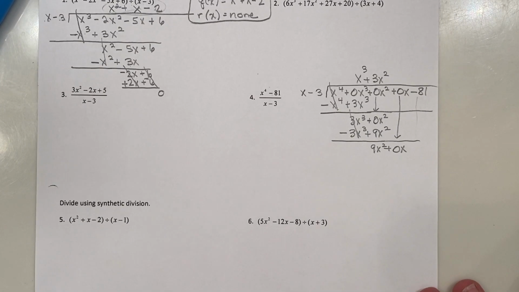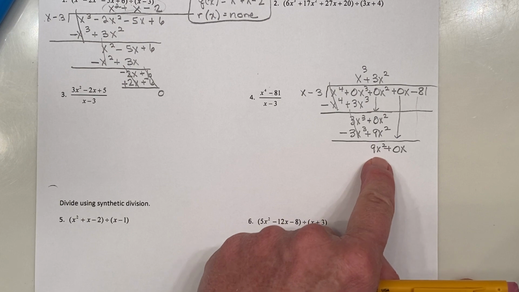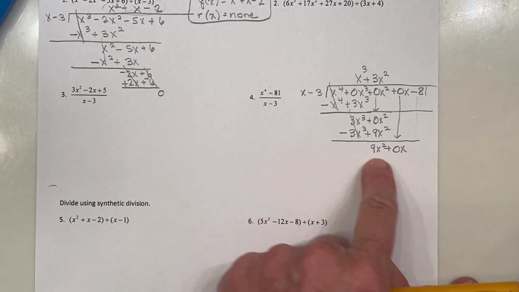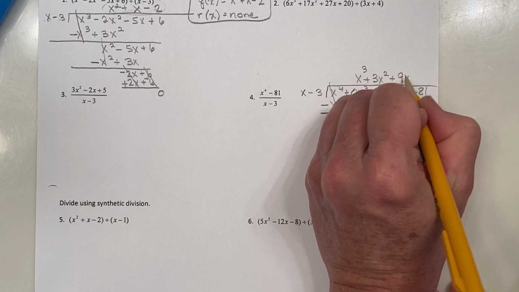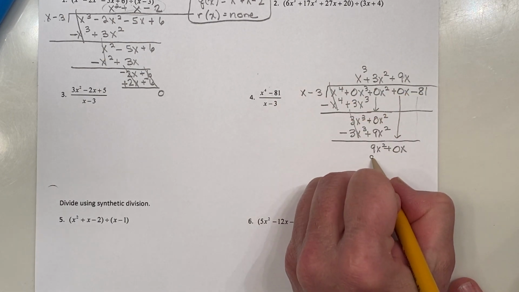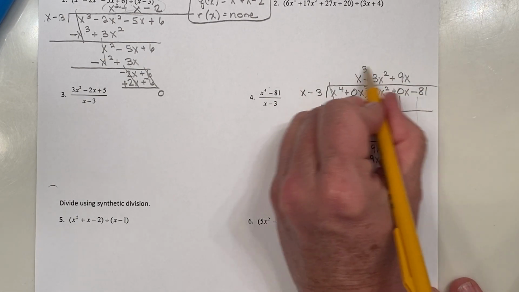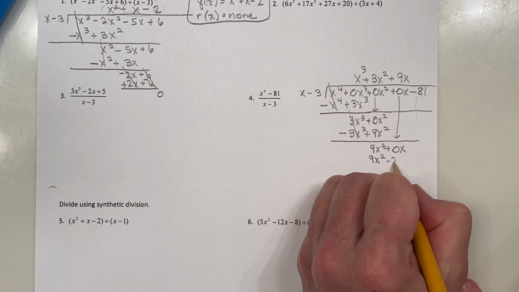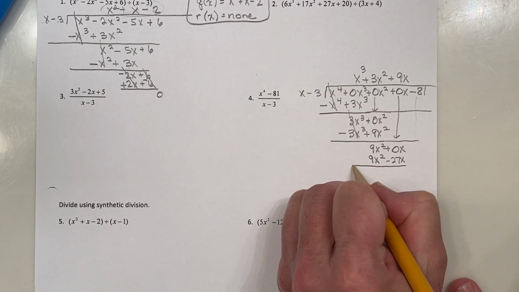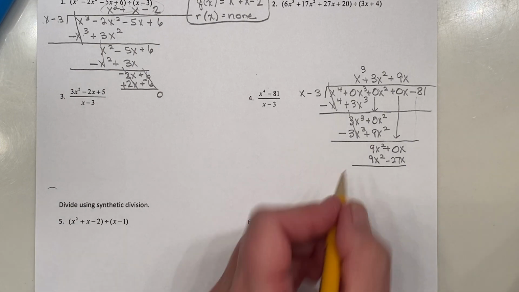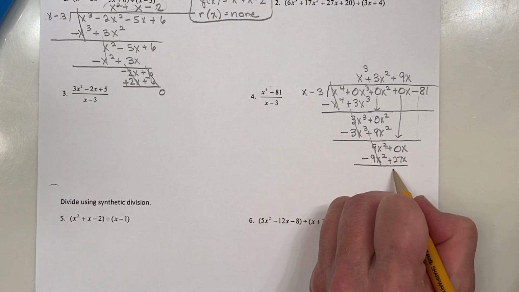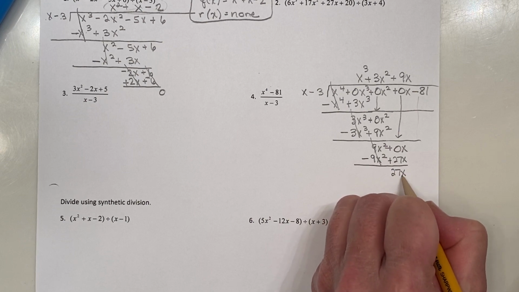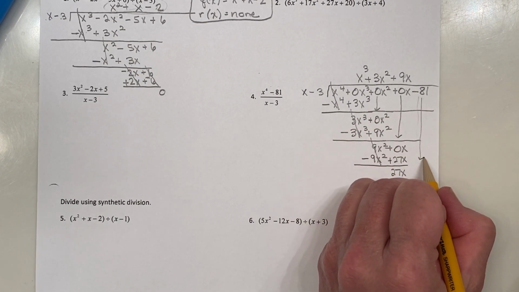All right, here we go at it again. What do we multiply x by to get 9x squared? Well, that'll be 9x. Multiply across here, that's 9x squared. This will be minus 27x. Remember to subtract, change this sign, collects to 0, collects to 27x. Now let's bring down the minus 81.